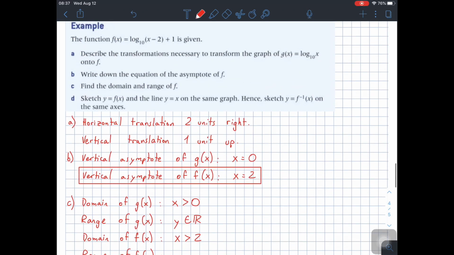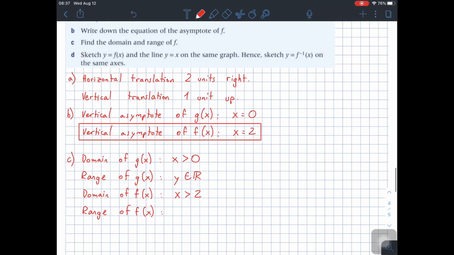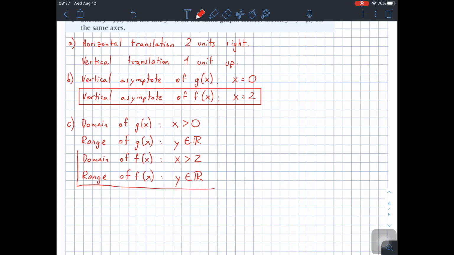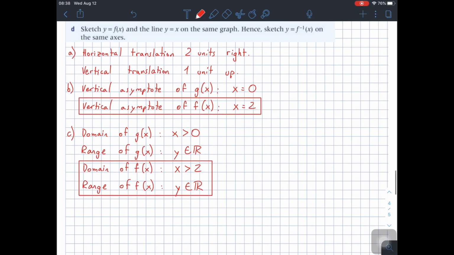Independently of this vertical translation, it is not affecting the range because the range is already all real numbers. So if we move the function 1 unit up, it will still be all real numbers, okay? There's no change in the range in this case. So this is domain and range of f of x.